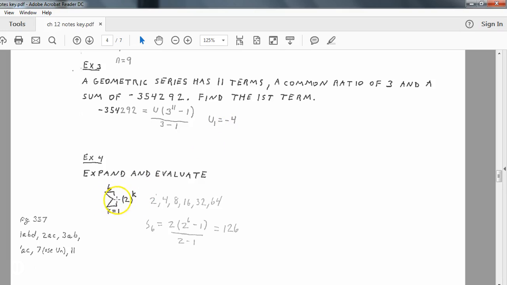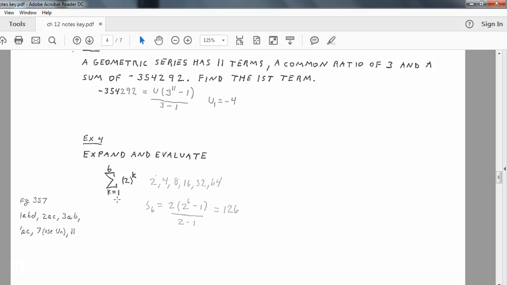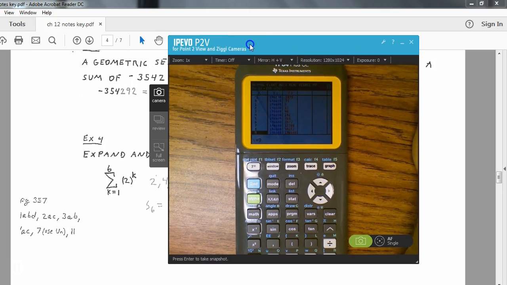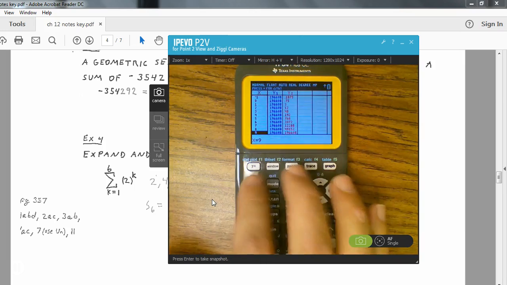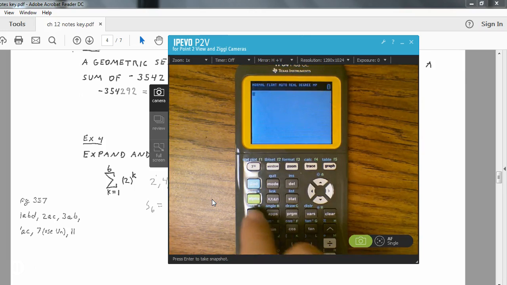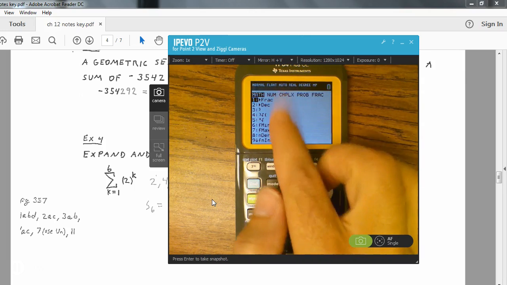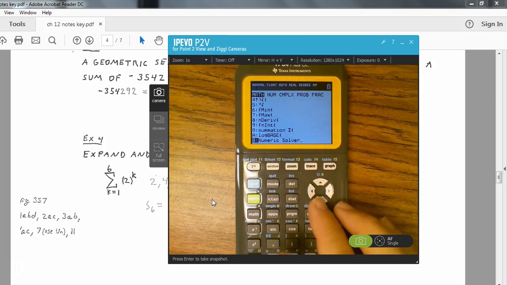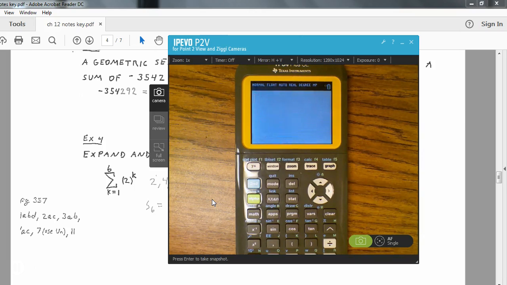Last one, sums can always be done in your calculator with the sigma notation, so I'll show you that one more time. I'm just going to split the screen so I can see both at the same time. But if you go under your math button, let me hit quit and get out of that. So if you go under your math button, it's the one all the way at the bottom, so I actually go up in order to go down. So I'm going to hit up, takes me to the bottom of the list. And right there where it says summation, hit enter.